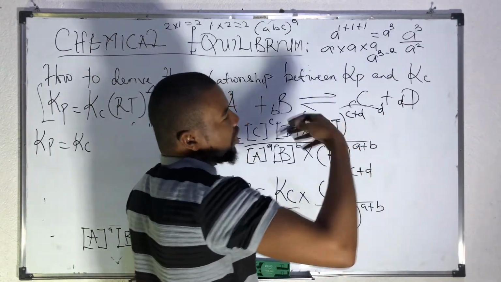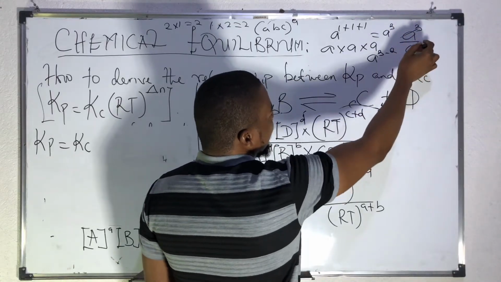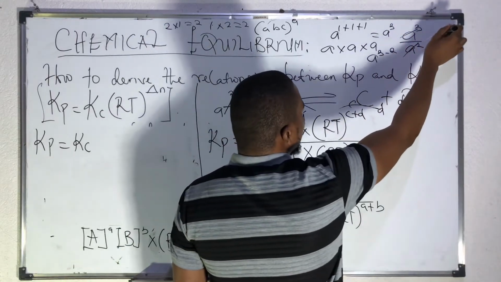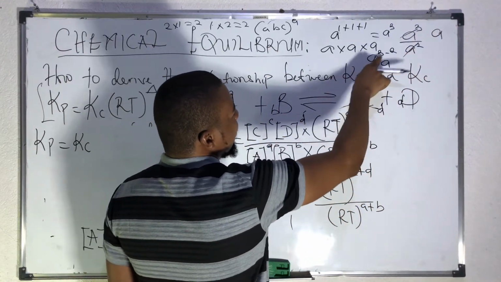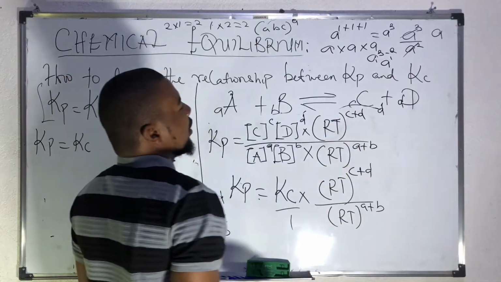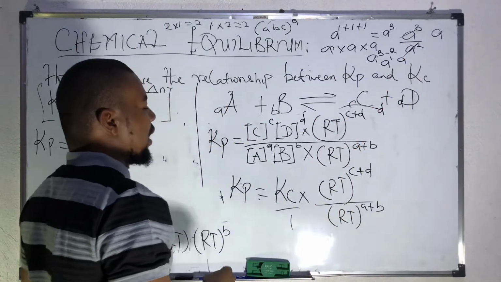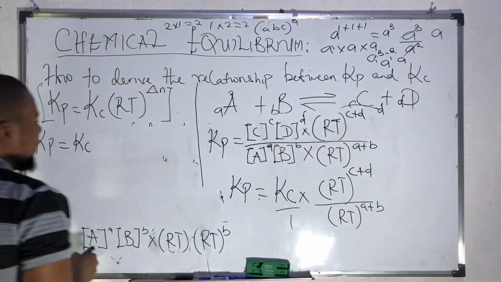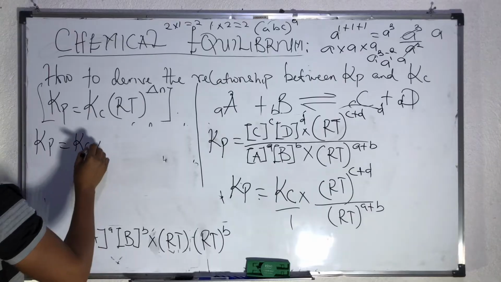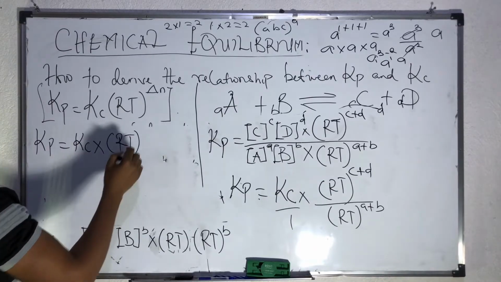Now, for example, if I remove 2 from here and 2 from here, we're left with an A. It's also the same here: A, 3 minus 2 is just 1. And any number raised to the power 1 is the same number. We're also going to employ the same method here by subtracting the powers. This is now going to be Kc times RT, okay?